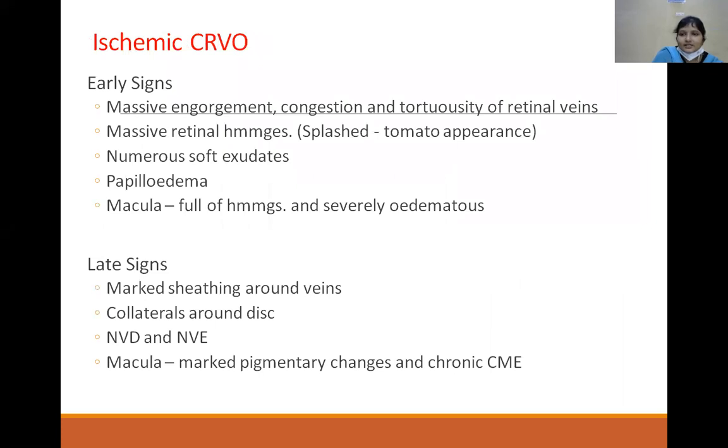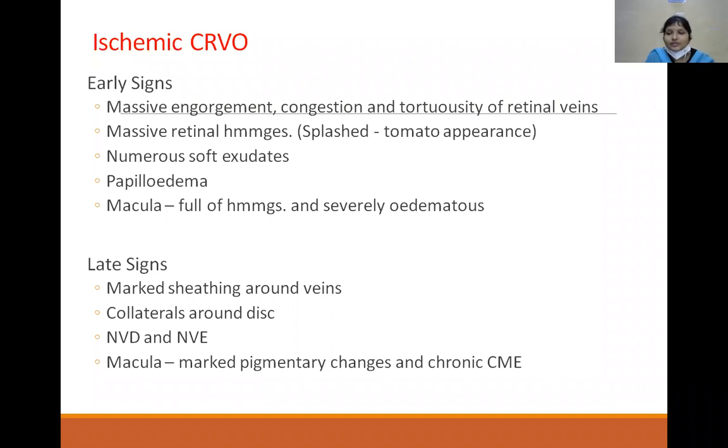So what are the signs you see? In early stages, similar to non-ischemic, here you can see there is venous congestion and tortuosity, but there is more massive engorgement and tortuosity of the retinal veins in comparison to non-ischemic CRVO. And you can see the retinal hemorrhages, they are massive. This appearance is called splash tomato appearance. And you can see numerous soft exudates.